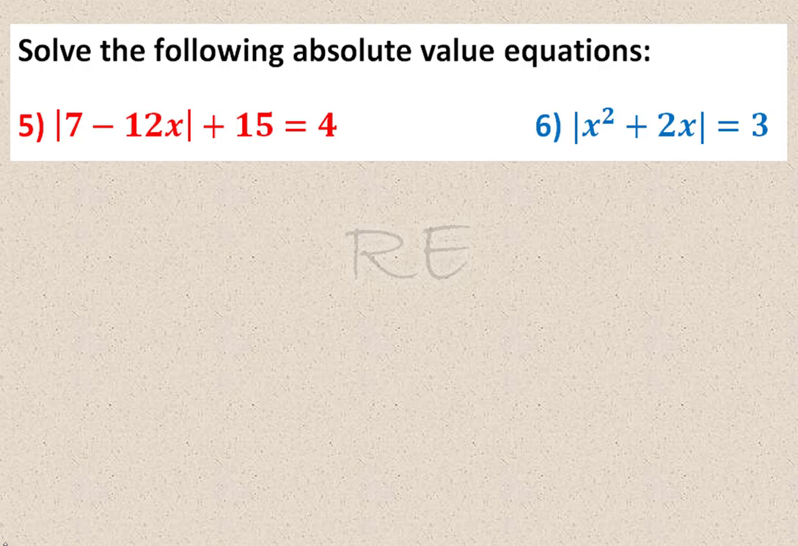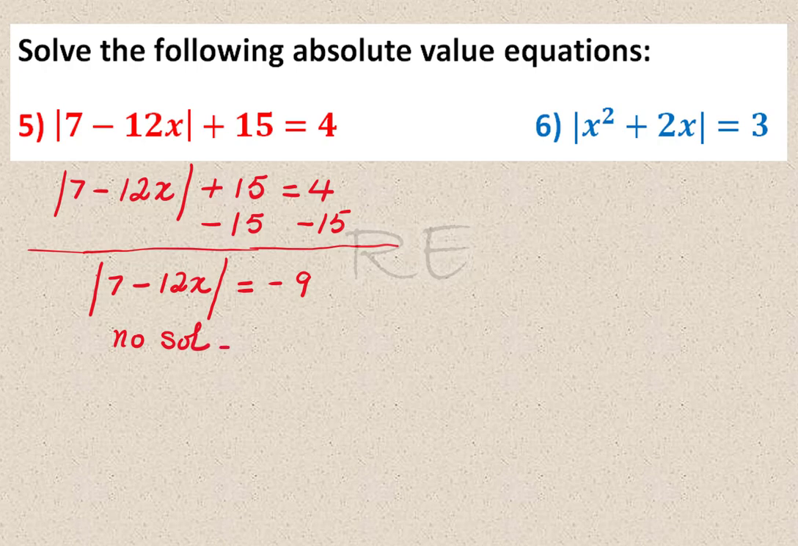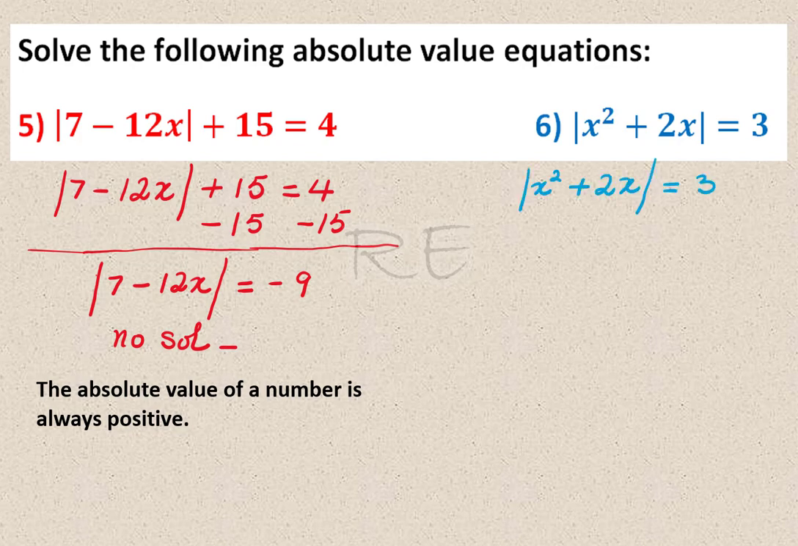The absolute value of 7 minus 12x, plus 15, is equal to 4. We're going to subtract 15 from both sides. The absolute value of 7 minus 12x is equal to negative 9, and there's no solution because an absolute value is always positive.